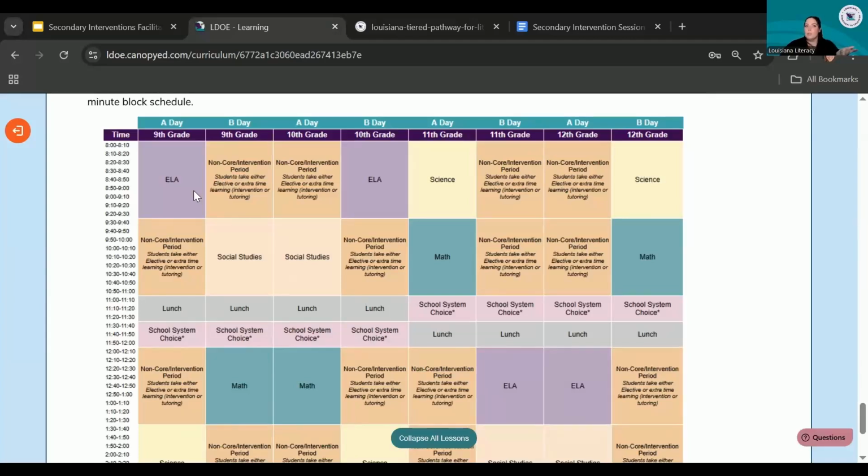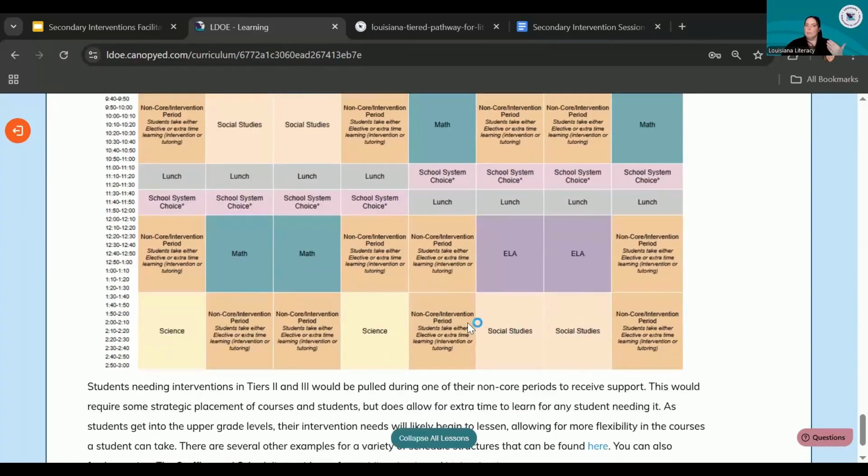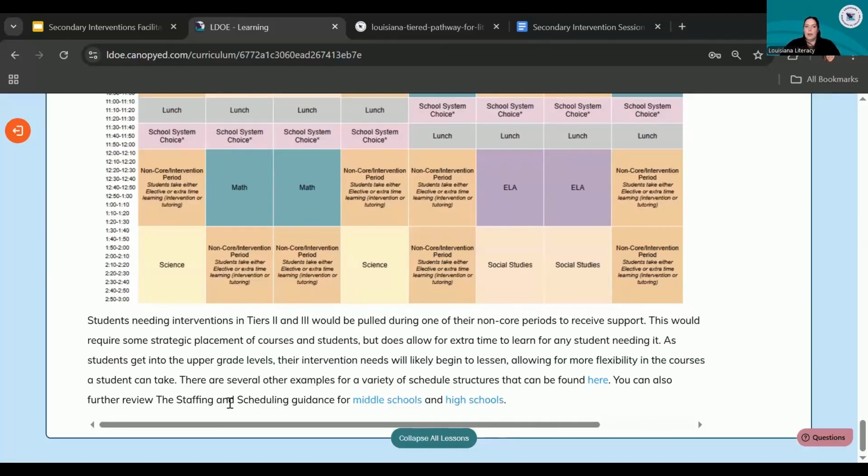But just to give you an idea of what this 90-minute block one looks like, this is an AB day structure where you see that there's these pockets of non-core intervention periods. That's when students would get pulled for their tier 2 or tier 3 instruction. And then ideally, as they get into these upper grades, the need for that intervention should decrease. So that means they have more opportunities to continue to take those non-core elective classes when they get to 11th and 12th grade, because we want to try to get them moving out of intervention as they progress through it.